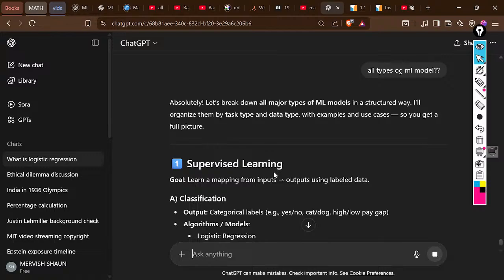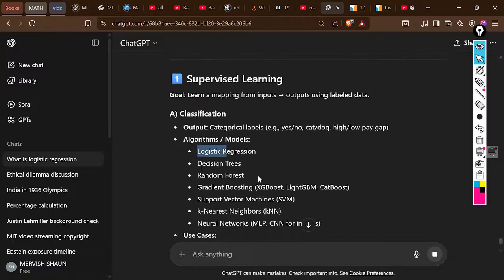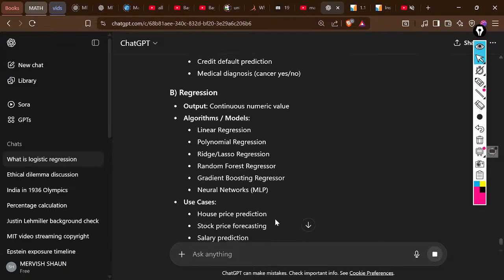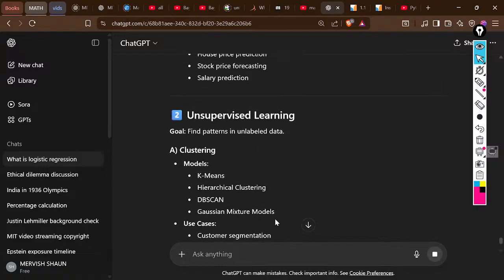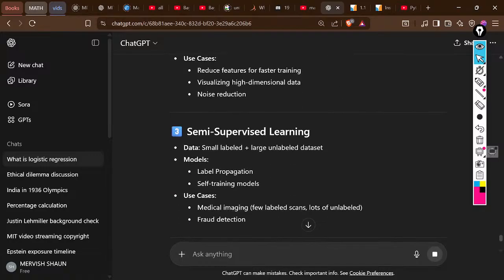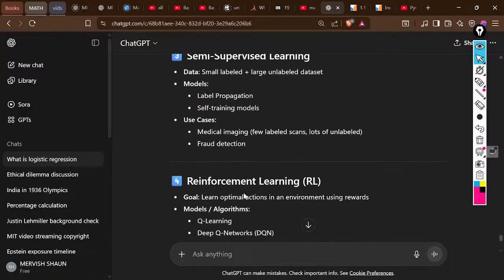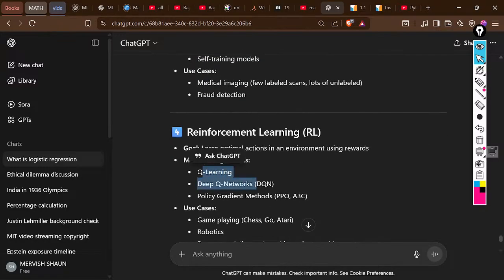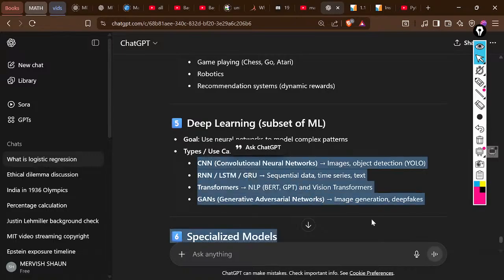Supervised learning: we have logistic regression, decision tree. This is all supervised learning. Regression, okay. Unsupervised models: K-means, Gaussian mixture models, use cases like clustering, segmentation, market basket analysis, dimension reduction. Semi-supervised learning, label propagation, reinforcement learning. Bro, look at the size of this.